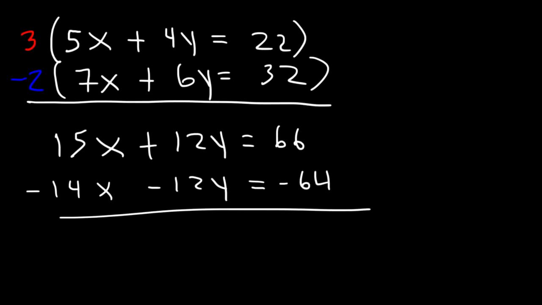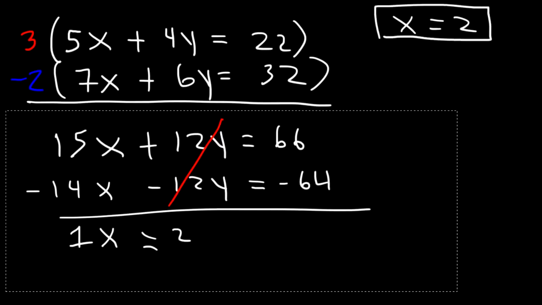Now let's go ahead and add the 2 equations. 12y and negative 12y will cancel. They add up to 0. 15x plus negative 14x is 1x. And 66 minus 64 is 2. So therefore, x is equal to 2.